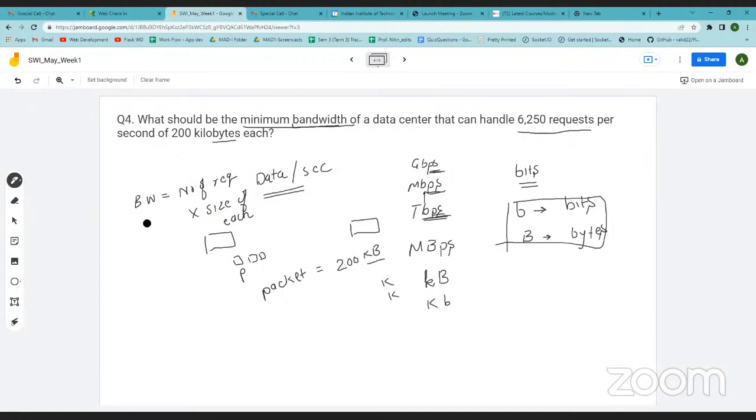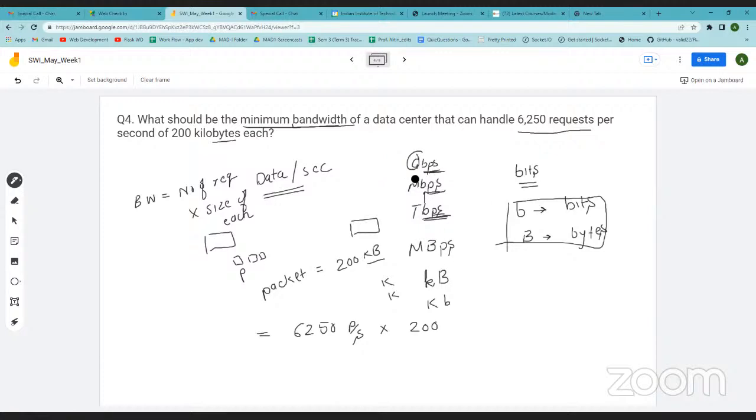So what does bandwidth mean? It is number of requests into size of each request. Simply multiplication of two. Now that we understand the meaning, we'll do the calculation. So it is 6250 requests, and what is important is it is per second. So I'll keep this per second with me, into 200 kilobytes. As I said, in general, we'll find it in bits per second.